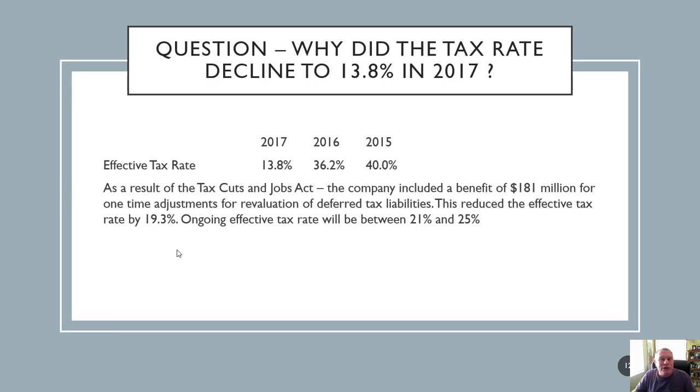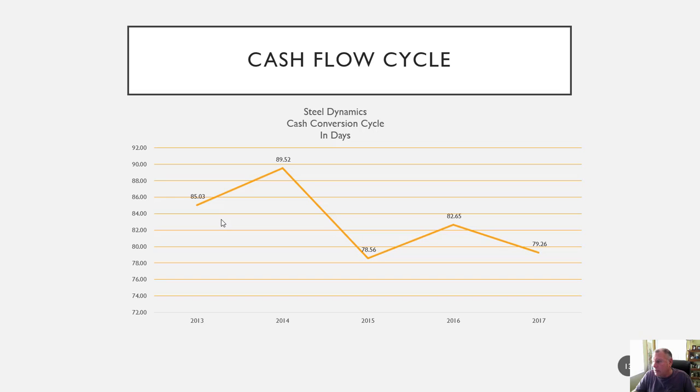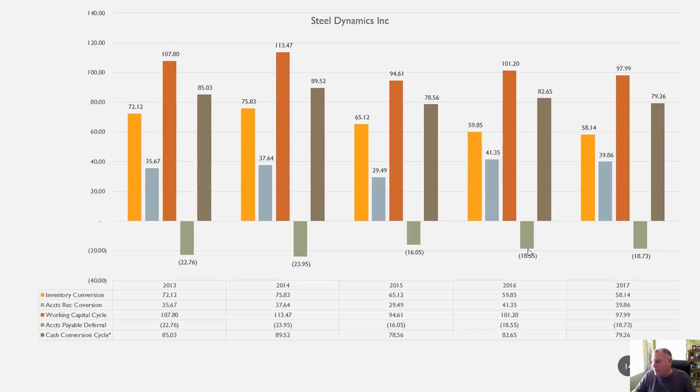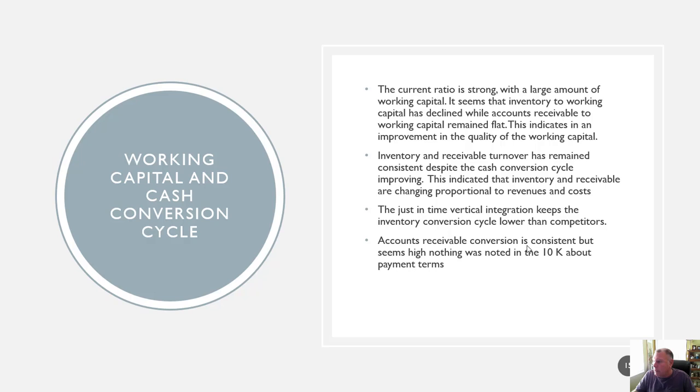Why did the tax rate decline? So we were at 40 and we went to 13.8. So what happened? So I talk about the tax cuts. Cash flow cycle, we're seeing it improve and get better. I showed it graphically because that's probably the most meaningful here. And then I made comments.